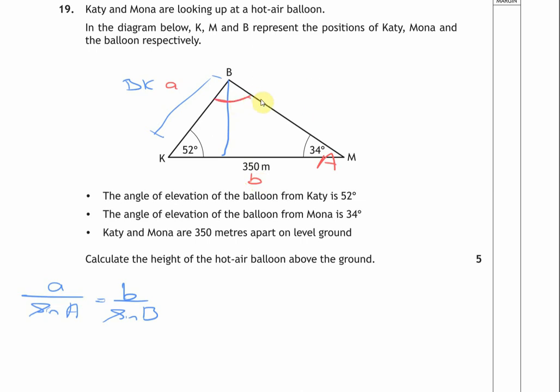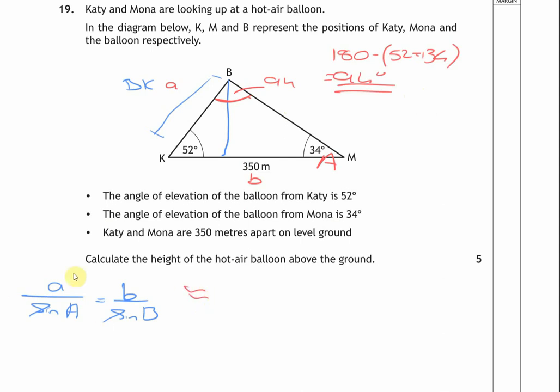So we have to do a second calculation first. We need to work out what this angle is, so this is capital B. In order to do that, we need to do 180 degrees minus (52 plus 34), because we know that the total angle in a triangle adds up to 180. The difference gives us a value of 94 degrees. So in here, this is 94, which gives us capital B.